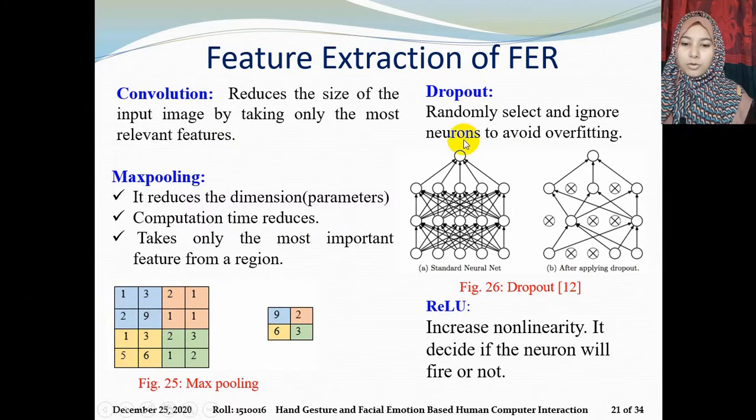And dropout means randomly selecting some neurons and then completely ignoring those neurons. This is done to avoid the overfitting problem, and here we can see this from this picture. After that, ReLU means increasing the non-linearity, because most natural images are non-linear, and this decides whether the neuron will fire or not.